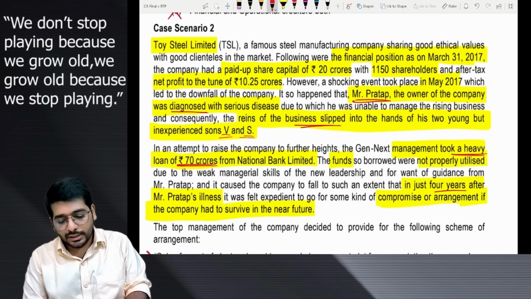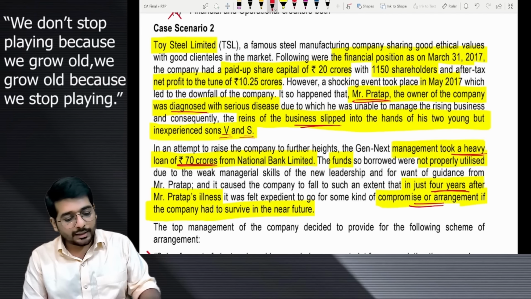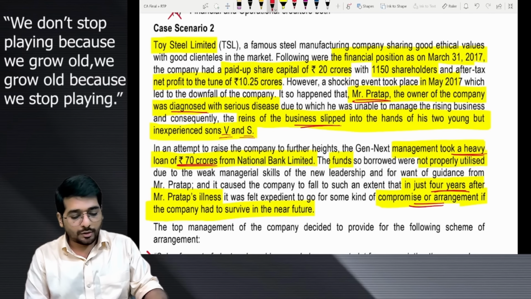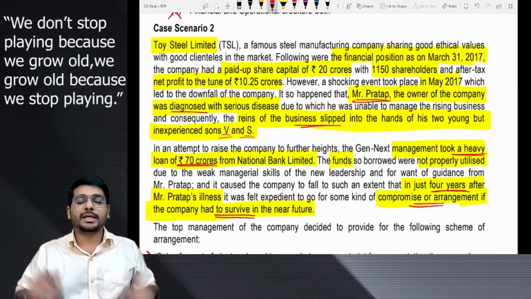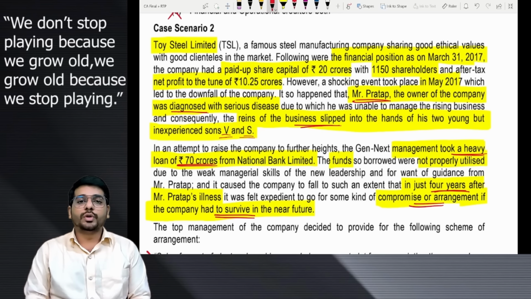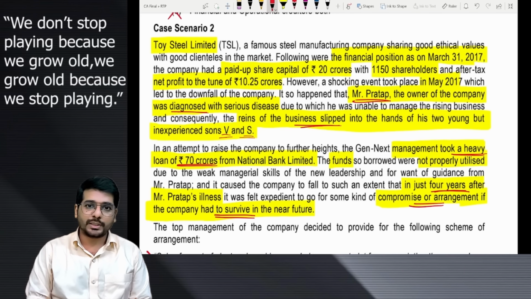In just 4 years after Mr. Pratap's illness, compromise arrangement they had to do if the company had to survive in the near future. So here they are saying they need to do a compromise and arrangement. How about compromise arrangement? What to do with the compromise and arrangement?